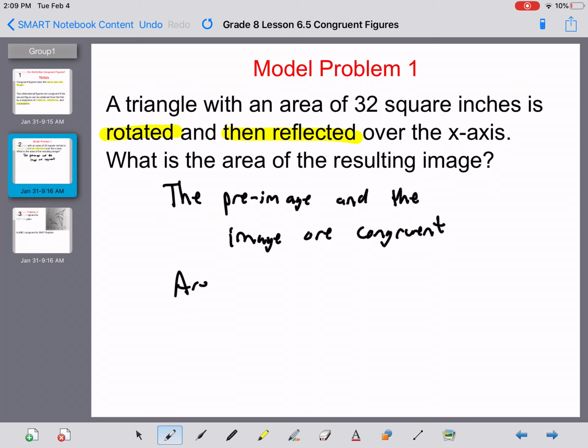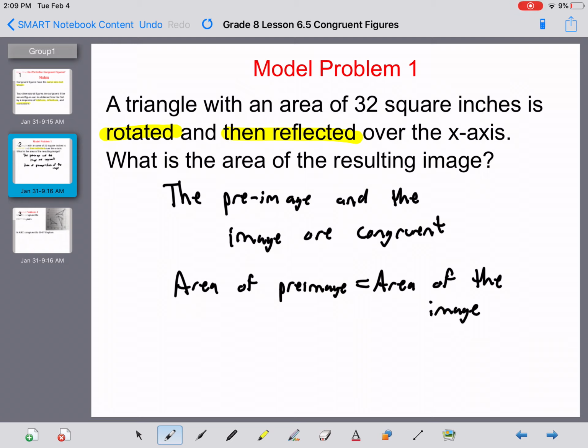So if the area of the pre-image equals the area of the image. So since the area of the pre-image is 32 square inches, the area of the image is also 32 square inches. So congruent figures, everything is equal, so the areas would also be equal to each other.